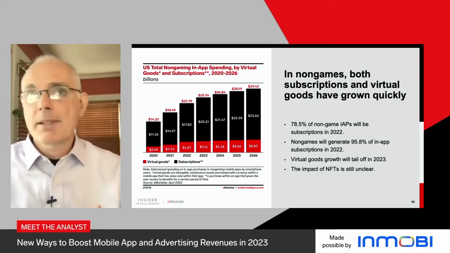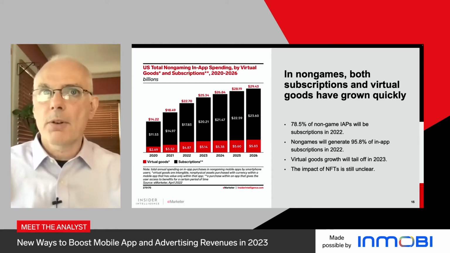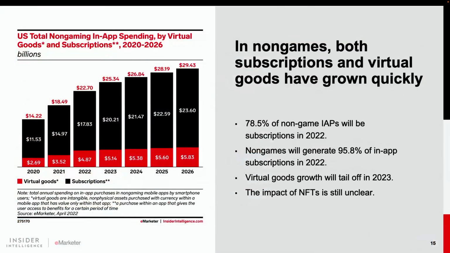The story is really the opposite in non-games. Subscriptions are growing fast and will account for 78.5% of non-game in-app purchases in 2022, and about 95.8% of all in-app subscriptions. So virtual goods are also growing in non-games, and they're a much bigger portion than, let's say, subscriptions are in gaming. But what you're seeing is that after next year, the virtual goods number is going to basically plateau. We're not going to see a lot of growth in things like premium upsells. We'll see a little bit of growth, but not much. We're going to see more growth still in subscriptions, as that's still going to drive growth in non-games. And just as a reminder, NFTs are not counted in this.